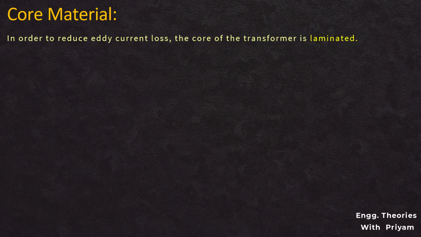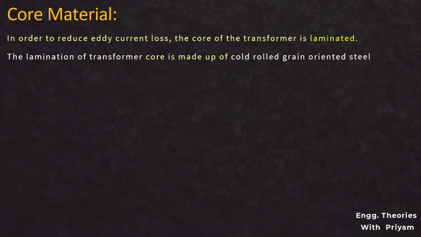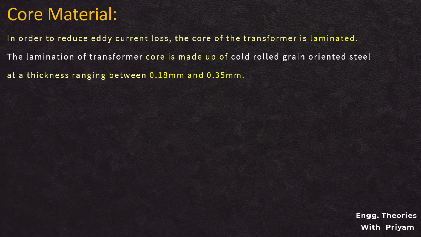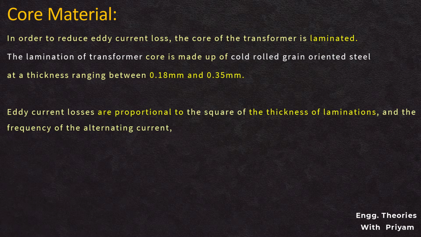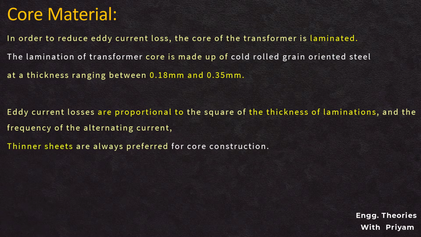Now, for the construction part, we need to focus on a very important factor for the transformer, and that is reducing the eddy current loss. In order to reduce the eddy current loss, the core of the transformer is laminated. The lamination of the transformer core is made of cold rolled grain oriented steel at a thickness ranging between 0.18 mm and 0.35 mm. Since the eddy current losses are proportional to the square of the thickness of lamination and the frequency of the alternating current, thinner sheets are always preferred for core construction.